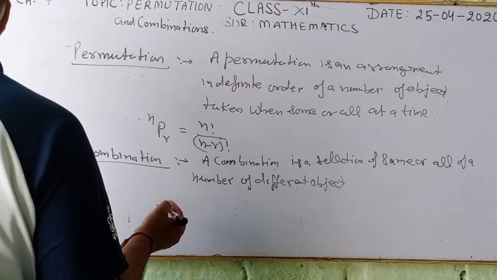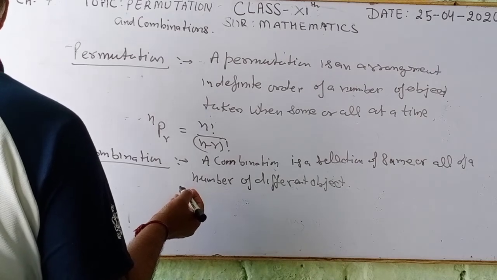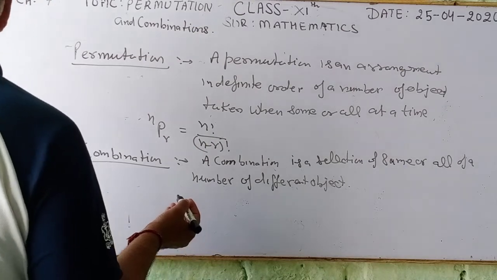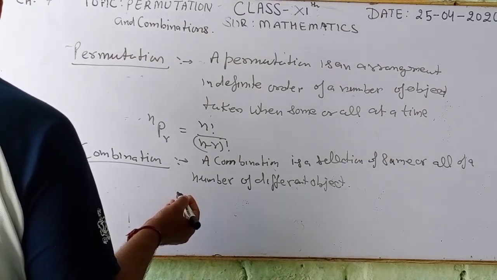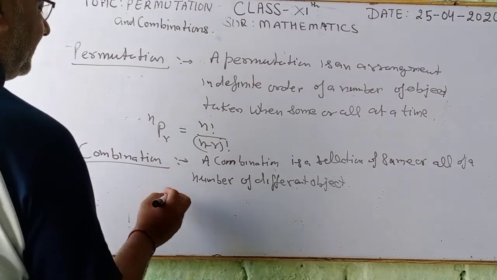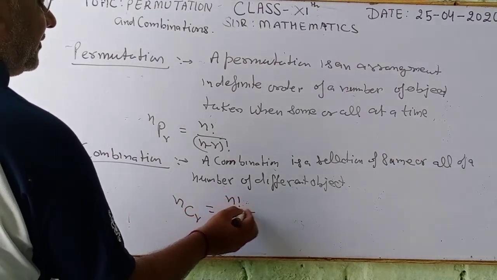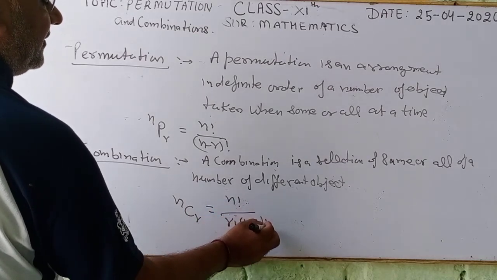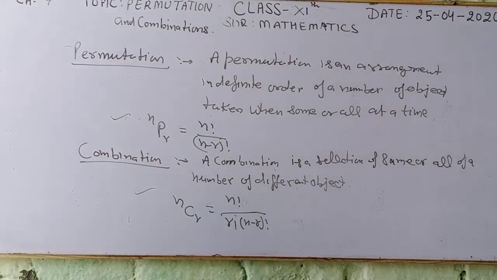The difference between permutation and combination of the objects is that order matters in permutation, while it does not matter in the case of combination. Then the formula of nCr, C for combination, is n factorial divided by r factorial and n minus r factorial. So write down both formulas, permutation and combination.